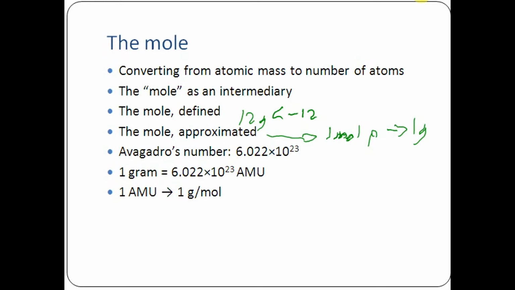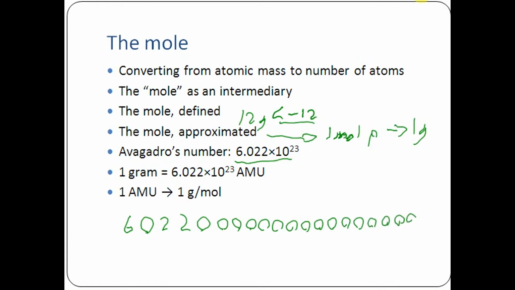Now, what I haven't told you is what that number is. How many carbon-12 atoms are in 12 grams? How many protons are in 1 gram? That answer is roughly Avogadro's number, 6.022 times 10 to the 23rd power. It's an extremely large number. If we were to write it out in normal notation, 6022, and then 1, 2, 3, 4, 5, 6, 7, 8, 9, 10, 11, 12, 13, 14, 15, 16, 17, 18, 19, 20, 21, 22, 23.